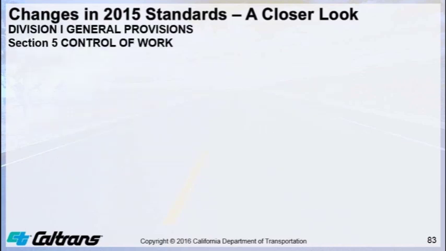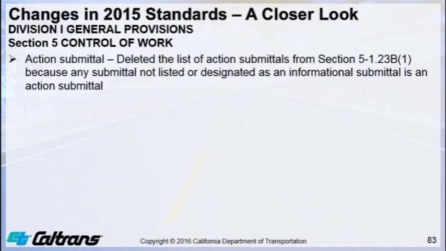Now we'll look at Section 5, Control of the Work. For action submittals, Section 5-1.23b1 General states, except for test samples, obtain the department's authorization for action submittals before you perform work based on them. For action submittals, there's been a change.